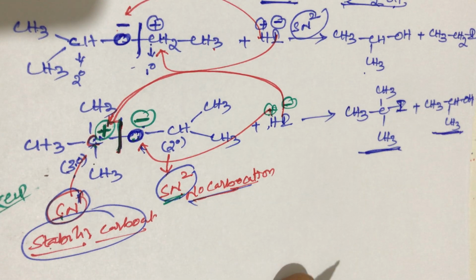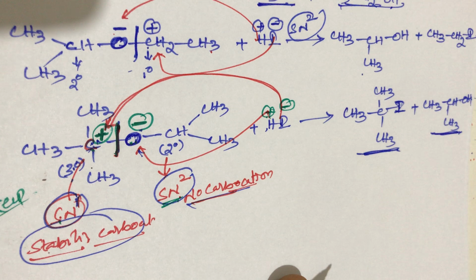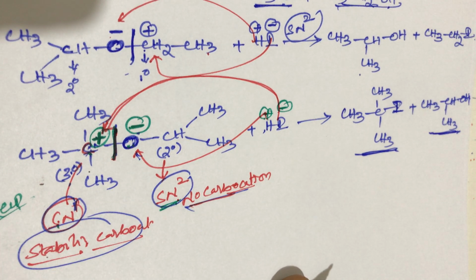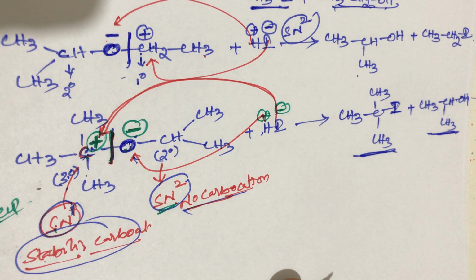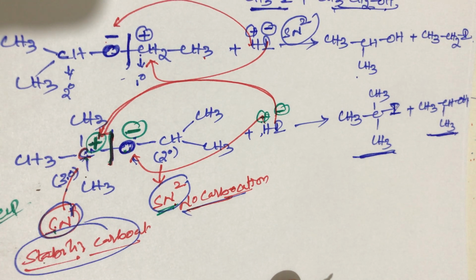This is a simple trick for the chemical properties of ether, student, that is, cleavage of the C-O bond: symmetrical ether, unsymmetrical ether, primary, secondary, tertiary. This is a simple trick, student.